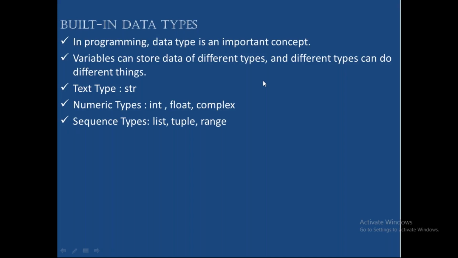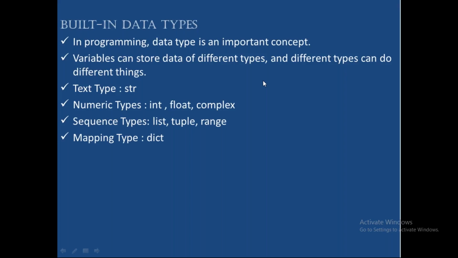a equal to 10 comma 20 comma 30 comma 40. All these values I want to assign to a single variable, and that is nothing but a sequence type. List, tuple, range are the sequence types. I will tell you when you need to go for list, when you need to go for tuple, when you need to go for range.